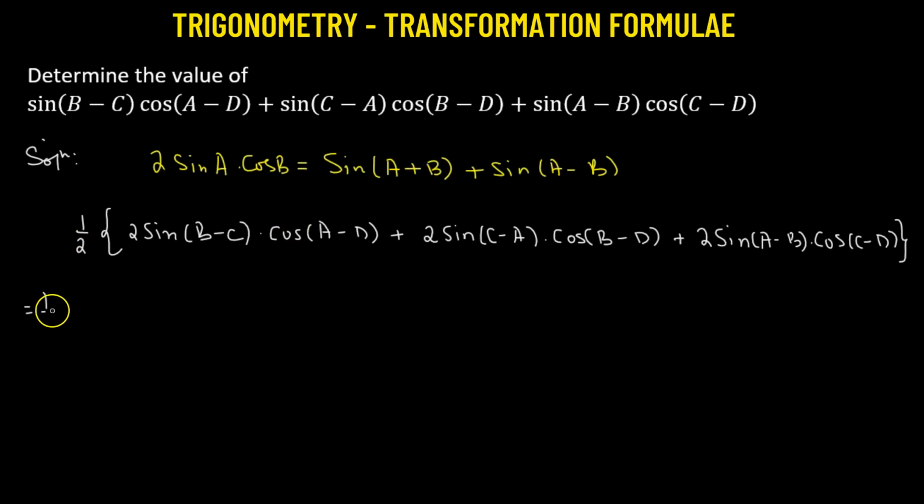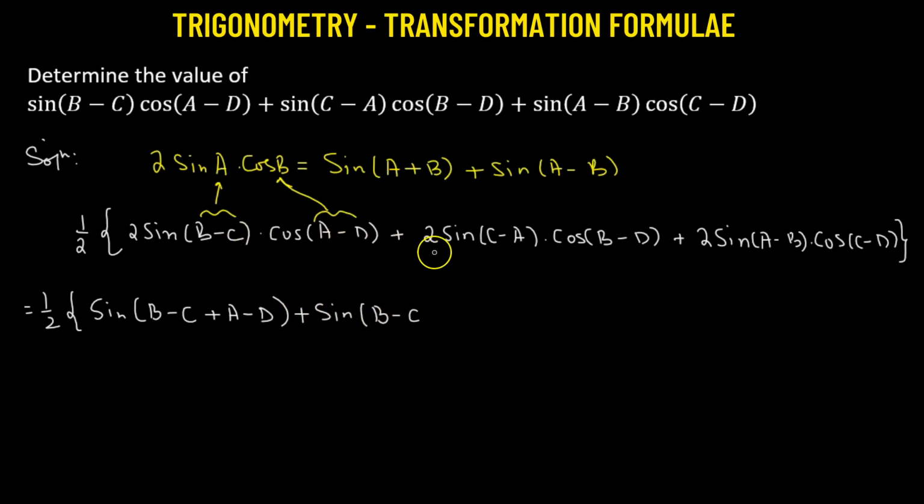So we're going to get half times. So we have 2 times sine B minus C. So we're going to consider B minus C to be equivalent to A and A minus D to be equivalent to B. Then we should get sine of B minus C plus A minus D. Fine. Then this will be added to sine of B minus C minus of A minus D. So we'll get negative A plus D. Fine. Then we go to the next one.